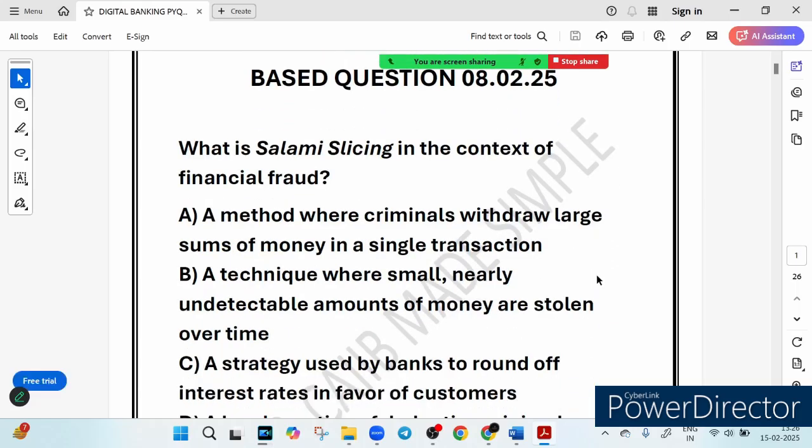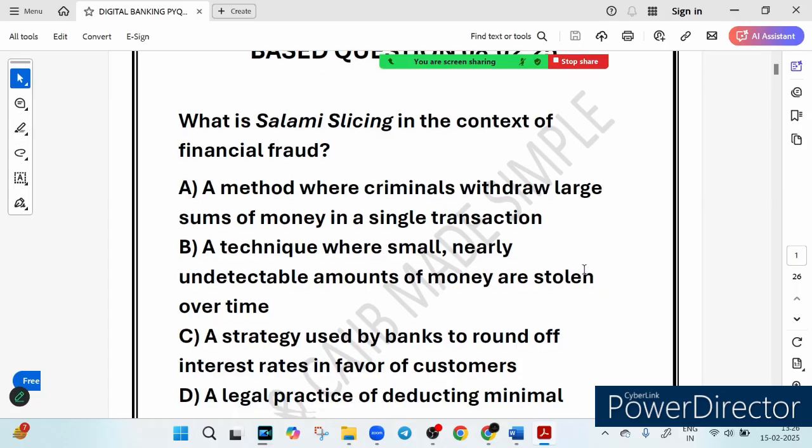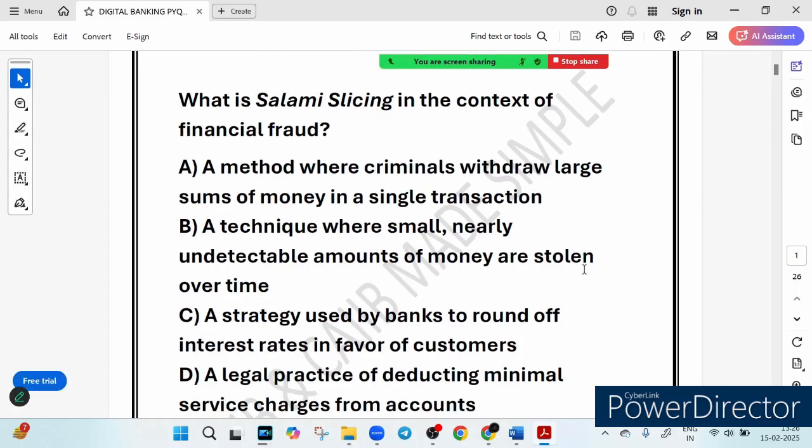So without wasting our time, let's start with the first question that we have. This is regarding salami slicing. So what is salami slicing in the context of financial fraud? There are 4 options and we will go through each one carefully, right? Let's analyze them one by one.